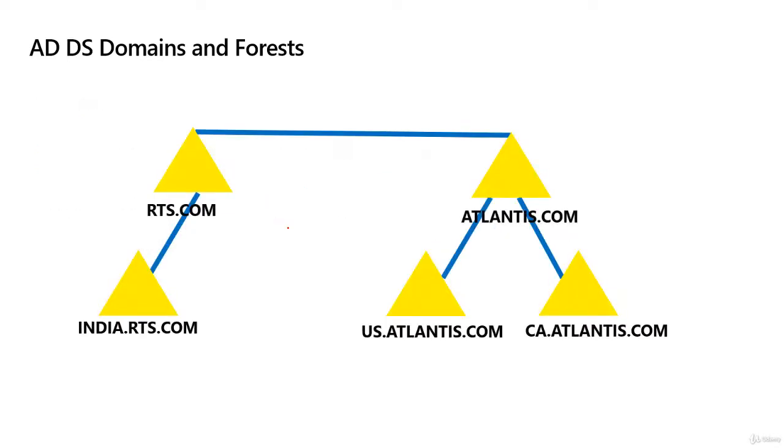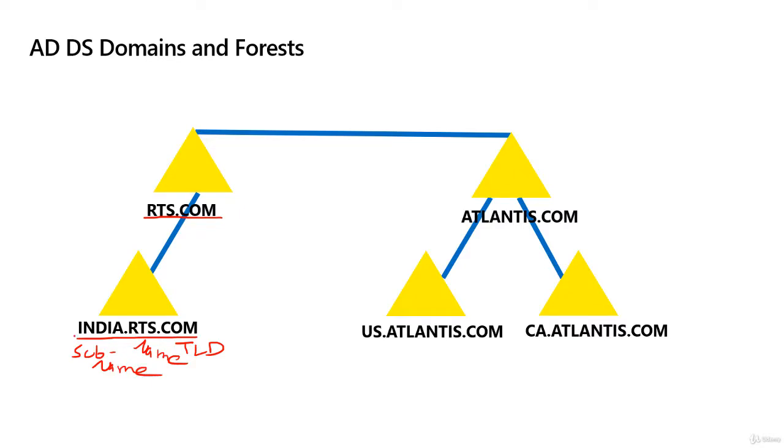This would be a picture of a forest. So I have my domain, rts.com. I also have a child domain, india.rts.com. Now, the child domain has the top level domain. It has the domain name. I'm just going to put name. And it has the subdomain name. I'm just going to call that sub name.